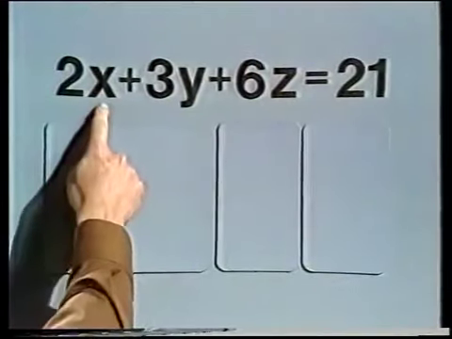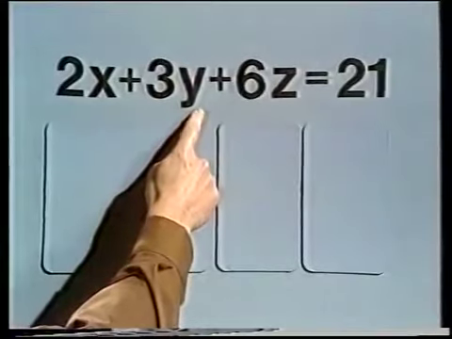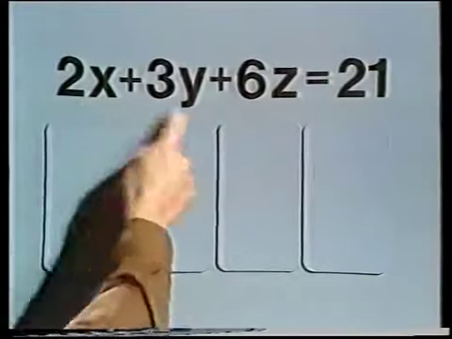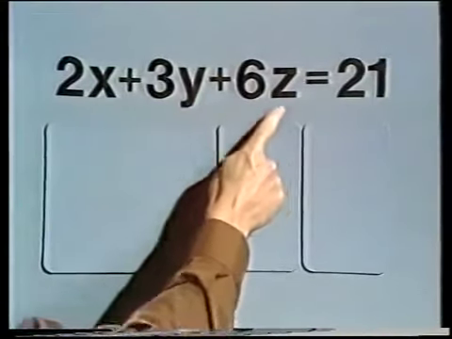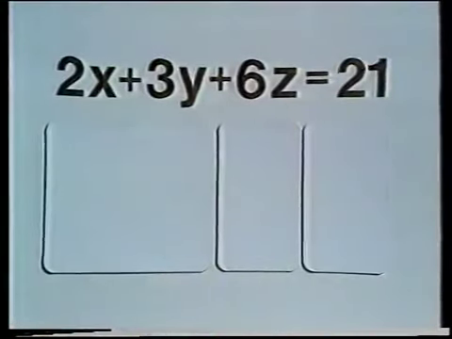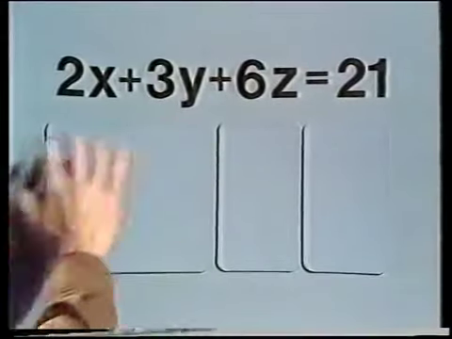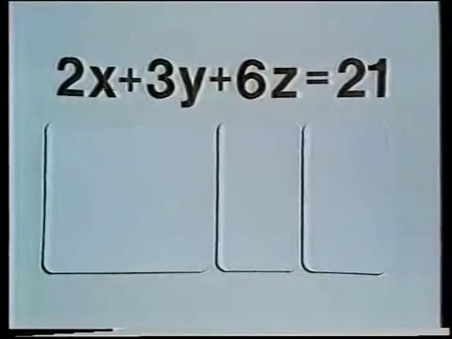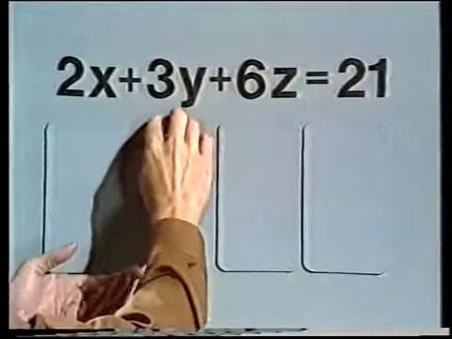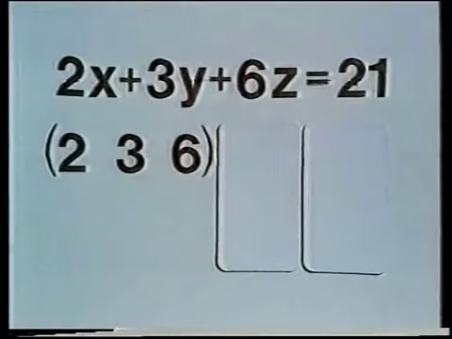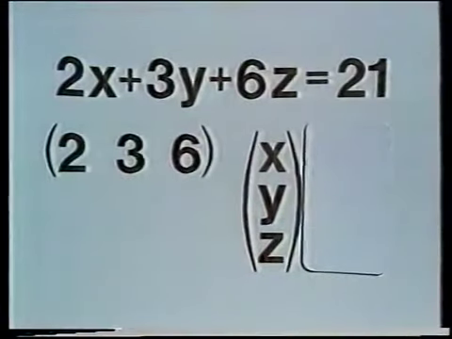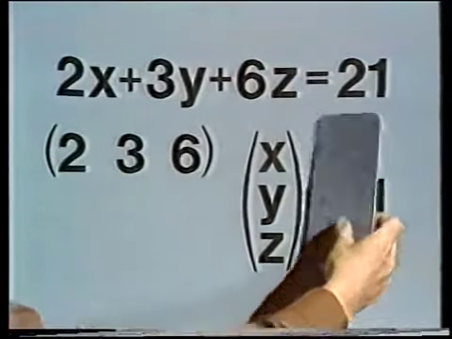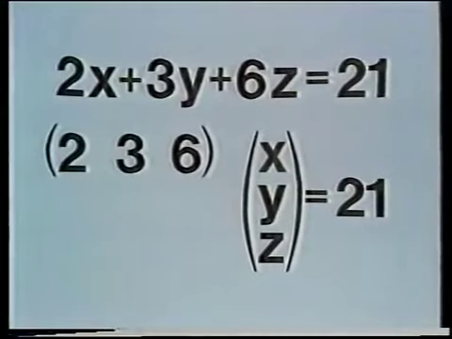In other words, we don't get any x squared terms or y squared terms and so on, no yz's or xz's. The variables x, y, and z appear just like this. And what that means is that we can write this equation in matrix form. We can write the coefficients 2, 3, 6 as a row matrix, the variables x, y, z as a column matrix, and the equation just takes the form of that matrix product equal to 21.